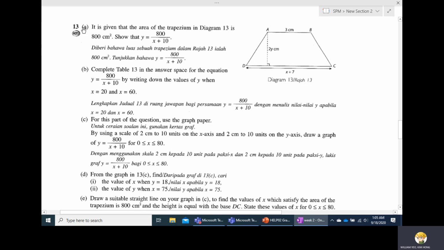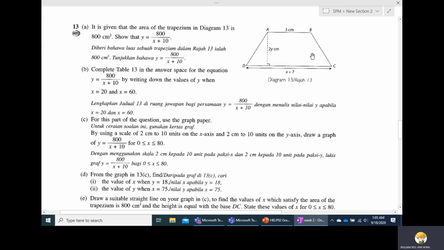Now, A. This is a trapezium. It is given that the area of this trapezium is 800 centimeter square. Show that this one. So how? To do this, first, you must know the formula for trapezium area. How to find the area for a trapezium? So what is the formula? It's 1 over 2 multiply the sum of the parallel sides, then multiply the height.